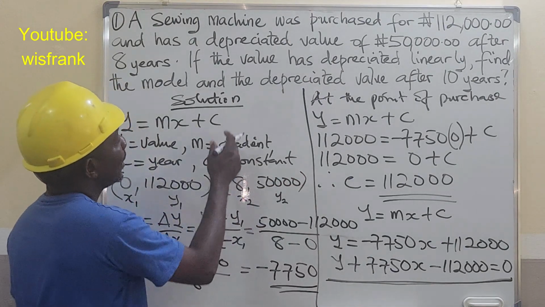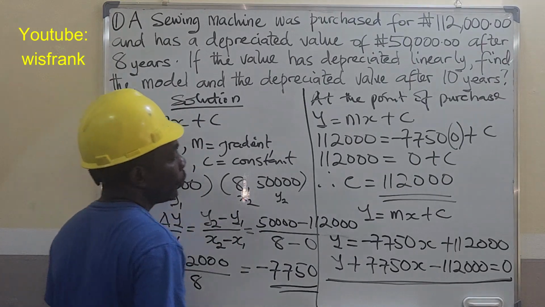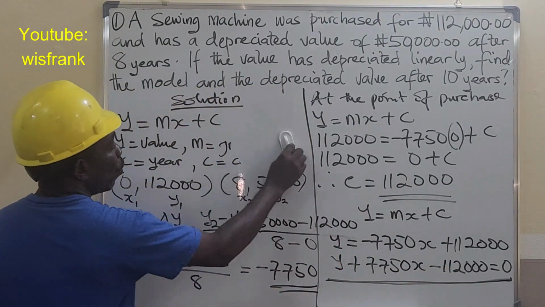So the second part says the depreciated value after 10 years. What are we going to do now? We substitute it back into where we have the equation.